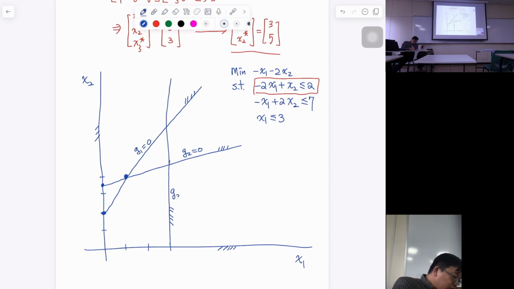When x1 equals 3, that's the straight wall. On the right hand side, it's not allowed. Only the left hand side is okay. So from here, you can tell it's a feasible space like this. Do you remember where we started? 0, 0. So we started from here. That's our initial guess.